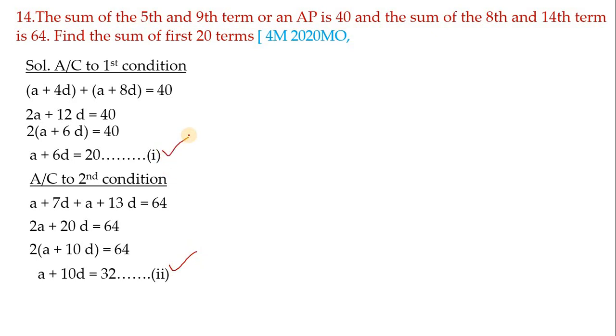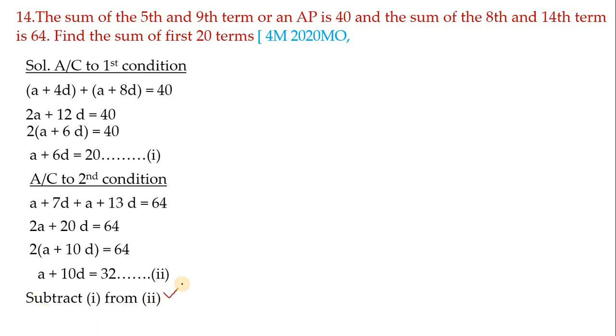Now compare both equations. Which variable coefficients are the same? The a variable coefficients are the same. Here the a value is 1 and here also the a value is 1, and both are positive, not different signs. Both have the same sign. Hence we have to subtract the equations. Children, whenever the same signs are there, you have to subtract the equations. Whenever different signs are there, you have to add the equations.